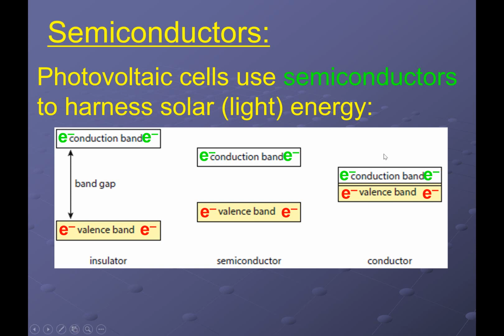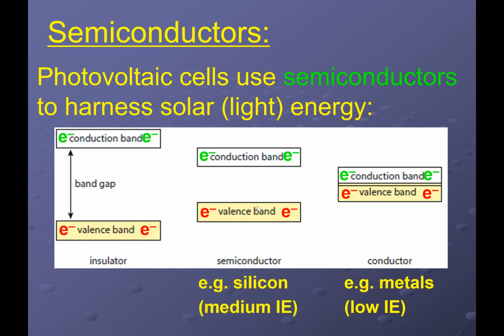We're going to look at metal conduction, and then we're going to use that to compare against our silicon semiconductor conduction. So for metals, low ionization energy; silicon, medium ionization energy; whereas for something like non-metals, really high ionization energy, that band gap is humongous.